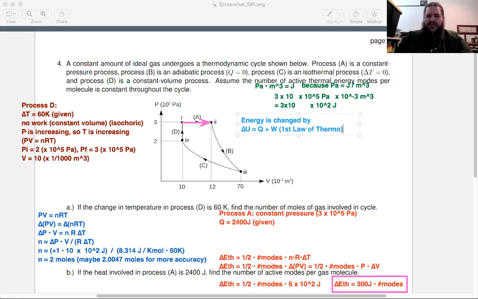First law of thermodynamics, also known as conservation of energy, because the delta E thermal, we don't know that yet, other than that it's equal to 300 joules times the unknown number of modes. But we know it's got to be equal to heat plus work. The change in energy has to come from the transfers that happen. We know the heat that's being applied, 2,400 joules. Can we figure out work? Yeah, work is the area under the curve. So let's try that out.